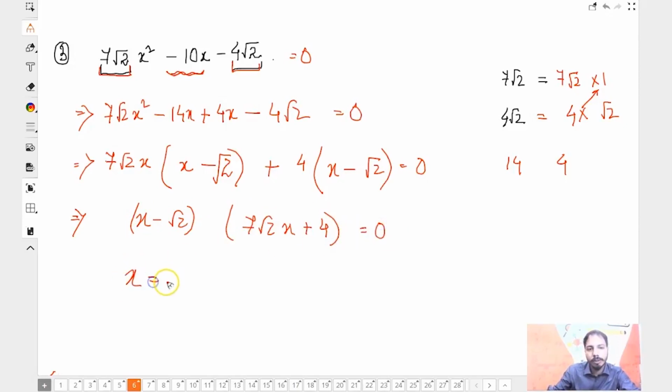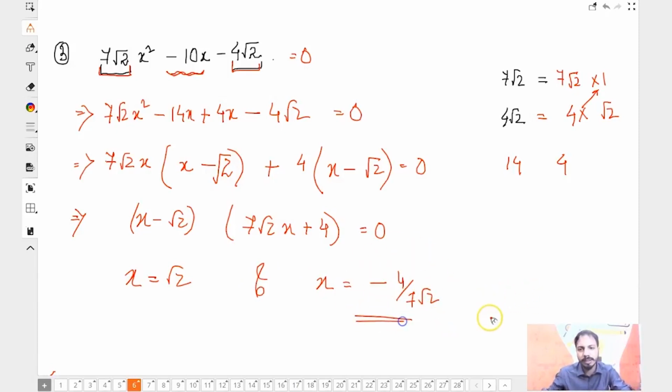So I got my two zeros, that is x is equal to root 2 and x is equal to minus 4 by 7 root 2, right? You can simplify this or you can leave it as it is. So these are the two zeros, right? So done.